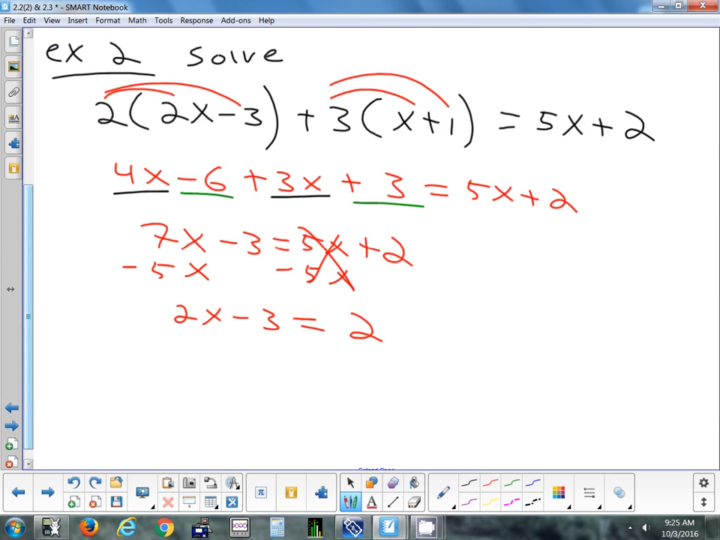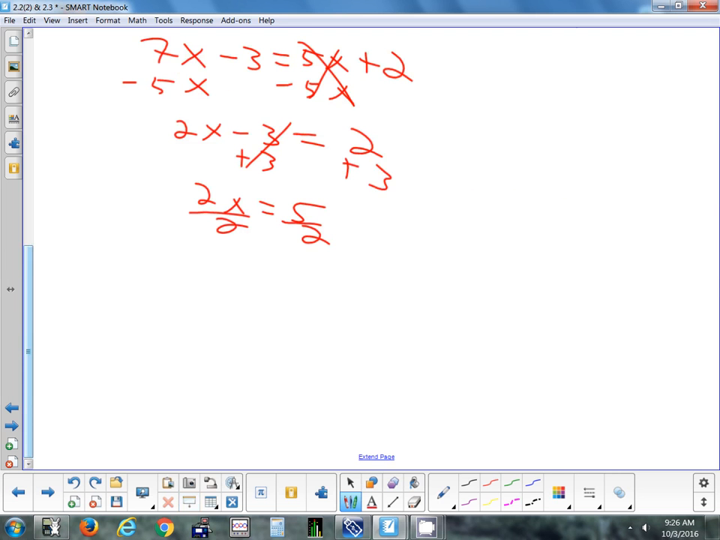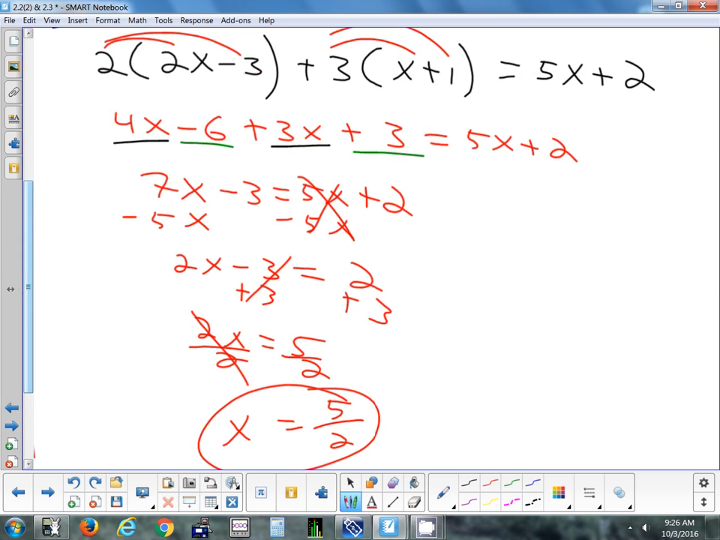How about Jack? What would be my next step? You could add 3 to both sides. Yep. Add 3. So 2x equals 5. And how about Ethan, my last step? Yep, divide by 2. And we get an answer of 5 halves, or you could put 2.5. Any questions on solving basic Algebra 1 type equations that have distributive, combining like terms, stuff like that?